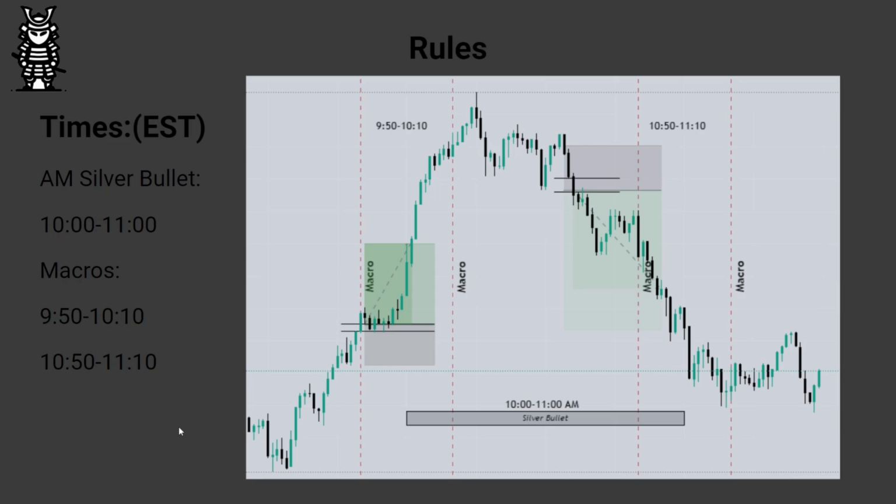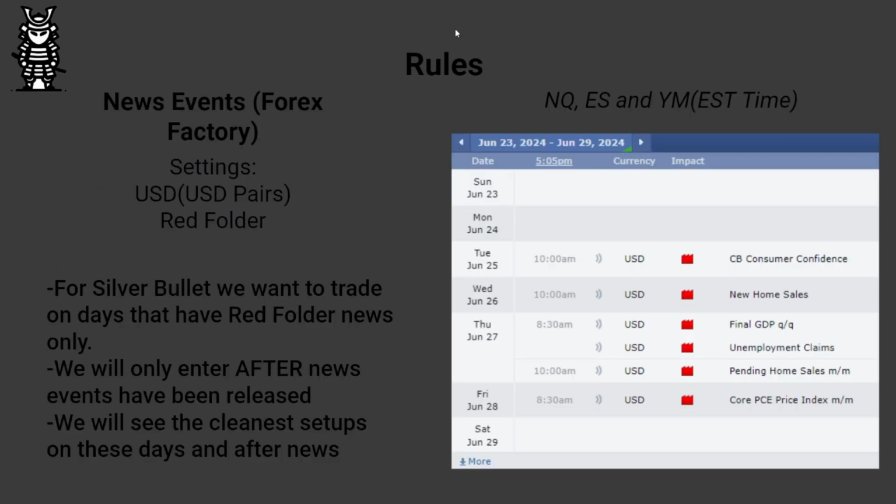News is just going to be as important as our timing. So I trade NQ, ES, and YM, which is the US market. So my actual settings for Forex Factory is going to be USD only, and then I'm going to focus on red folder. Say you're trading the EUR/USD or GBP, then you're going to want to put EUR and USD as our settings. So the main thing I want you to take away from this is we are only entering after the news release.